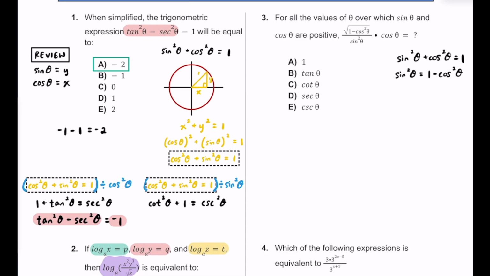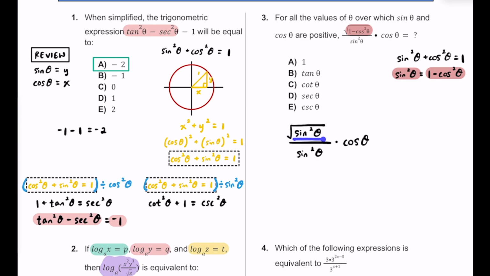Now, the reason why I did that was because if you take a look at this 1 minus cosine squared of theta, we can see that that exact expression is in the numerator of the expression in the problem. So let's swap out the 1 minus cosine squared of theta for sine squared of theta. Substituting in sine squared of theta, we're going to put in the numerator under this radical the square root of sine squared theta. That's going to be all over sine squared of theta, and we're going to multiply this by cosine of theta.